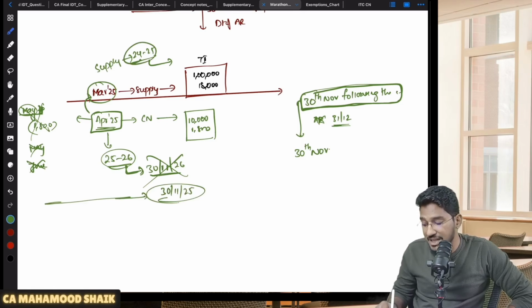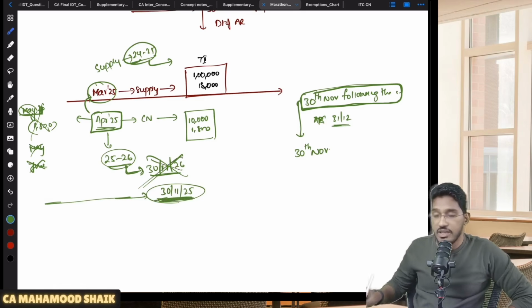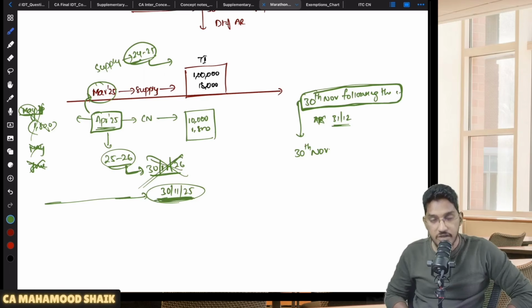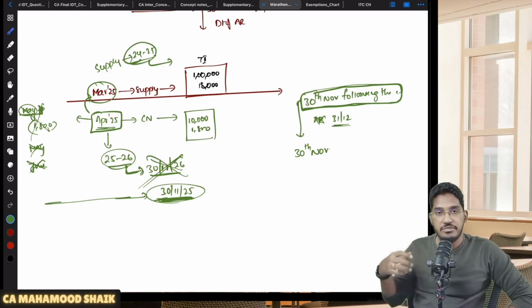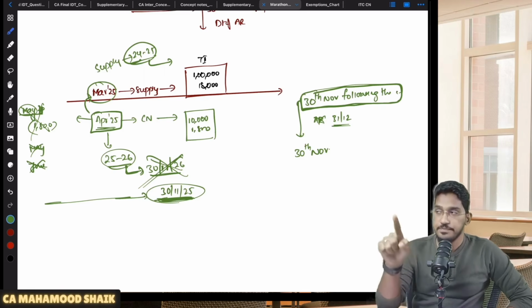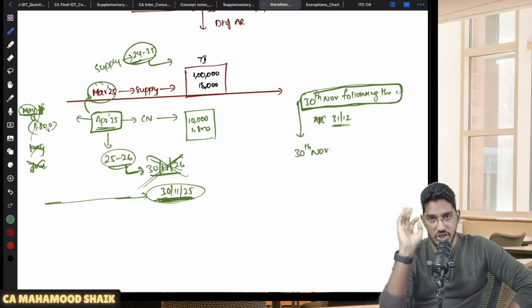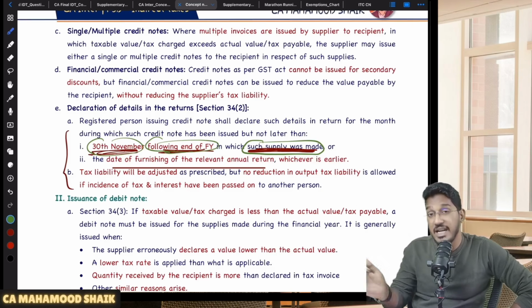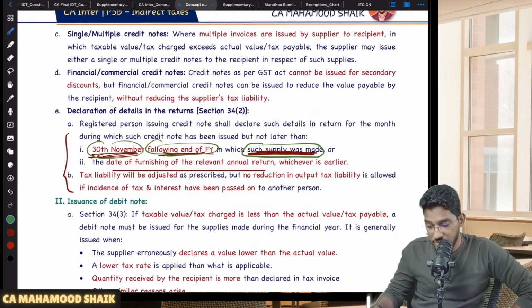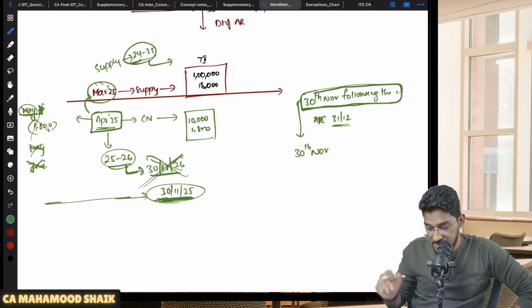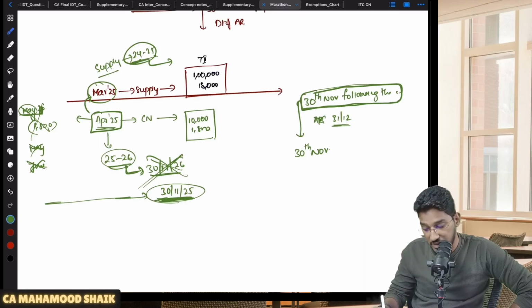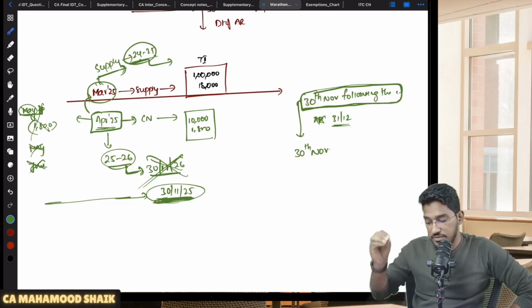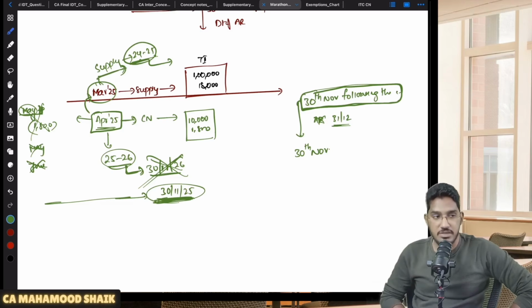So the maximum time limit within which you can declare this credit note is 30th of November 2025, not 30th of November 2026. Clear? Because they have told it in the section, the maximum time limit for declaring the credit note in your return is 30th of November following the end of the financial year in which supply has taken place, not in which the credit note has been given. I know intentionally that you will commit a mistake here. That's why I have chosen this example specifically. This supply has taken place in the financial year 2024-25. So you have to take the 30th of November following the end of the financial year in which the supply has taken place. That's why the maximum time limit is going to be 30th of November 2025. By this date, you are required to declare the credit note.